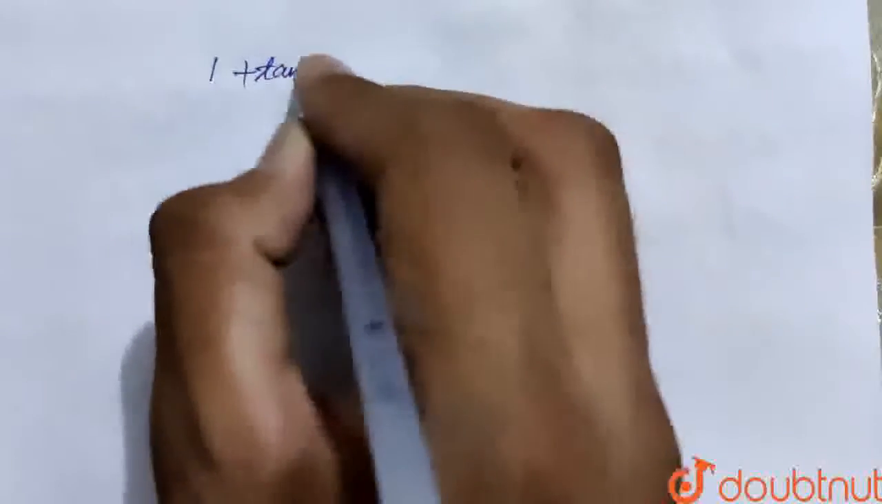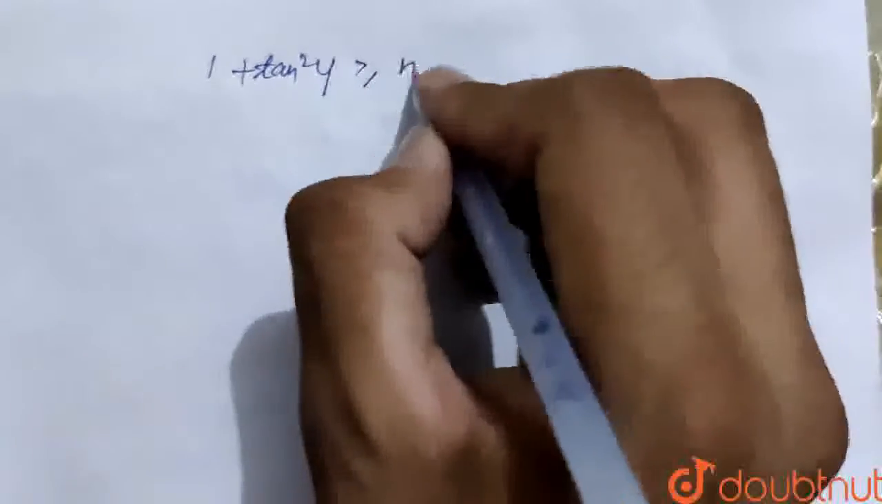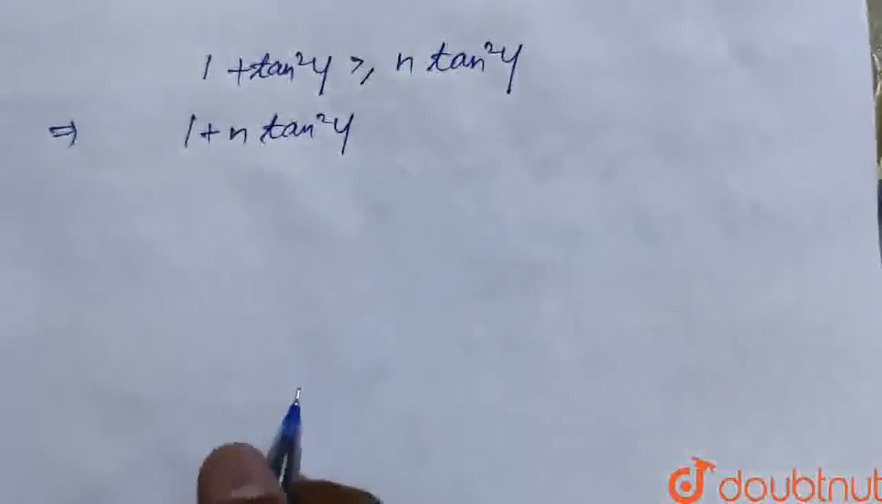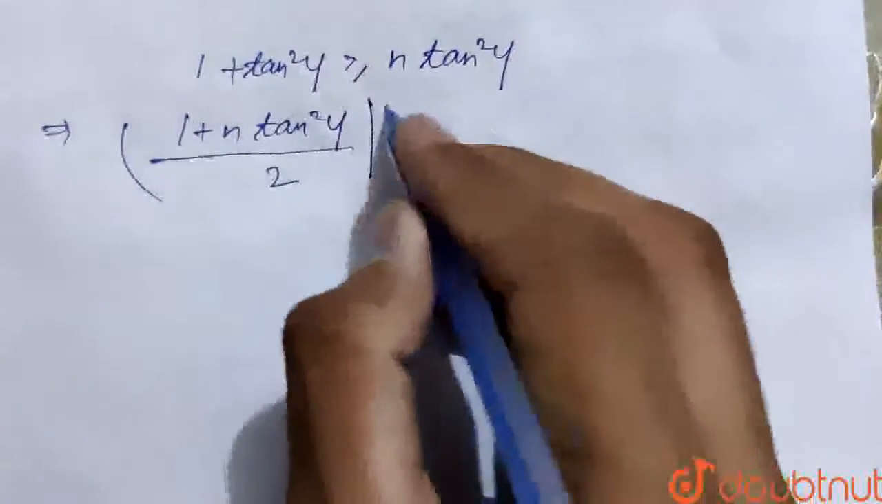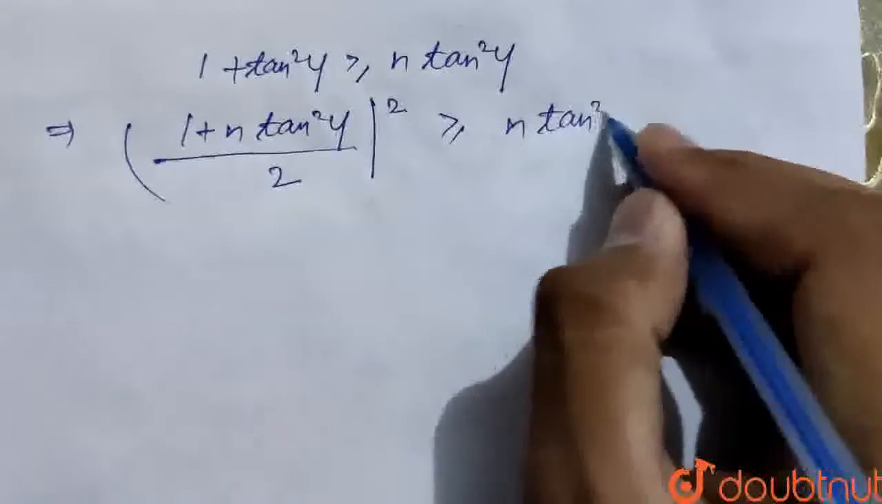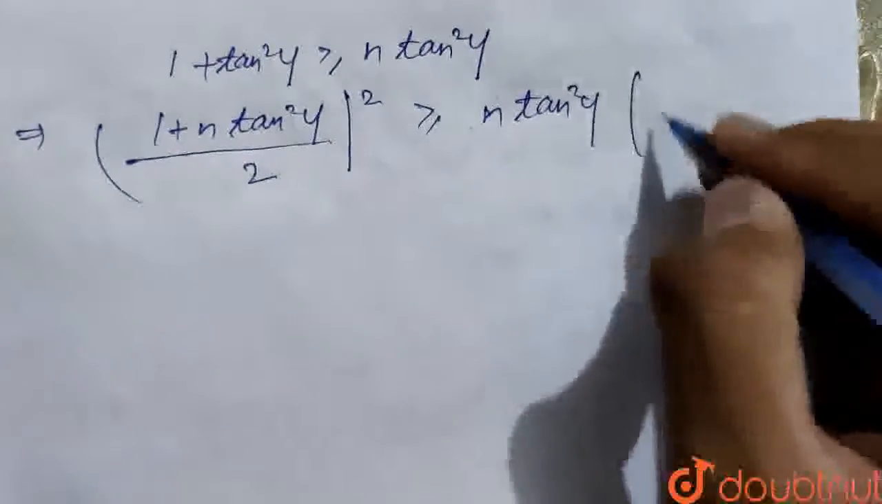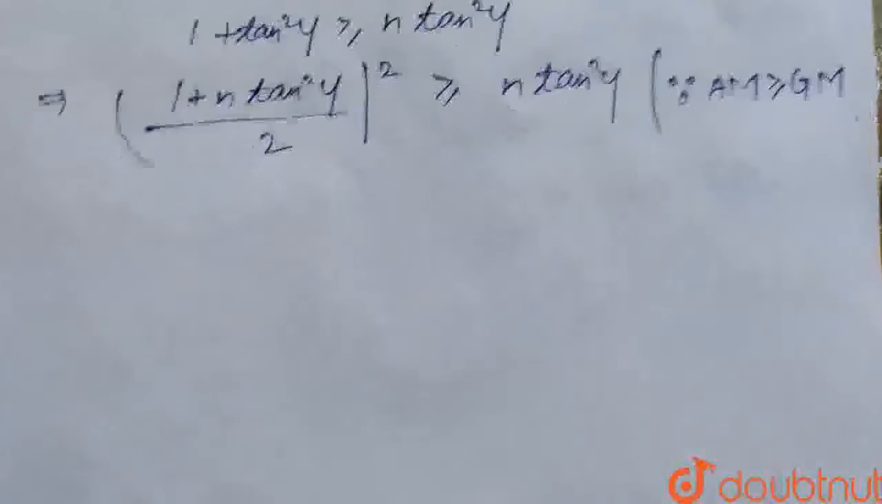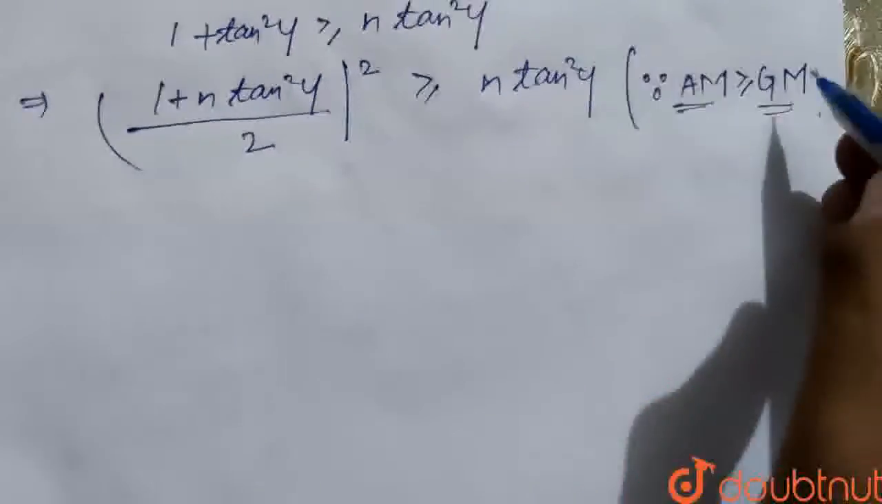Now we know that 1 plus n tan square y is always greater than or equal to the square root term, that is, 2 root n tan y. This implies that (1 plus n tan square y) divided by 2, whole square, is greater than or equal to n tan square y. We can write this because we know that AM of two numbers is always greater than or equal to the GM. That is, AM denotes the arithmetic mean and GM denotes the geometric mean.